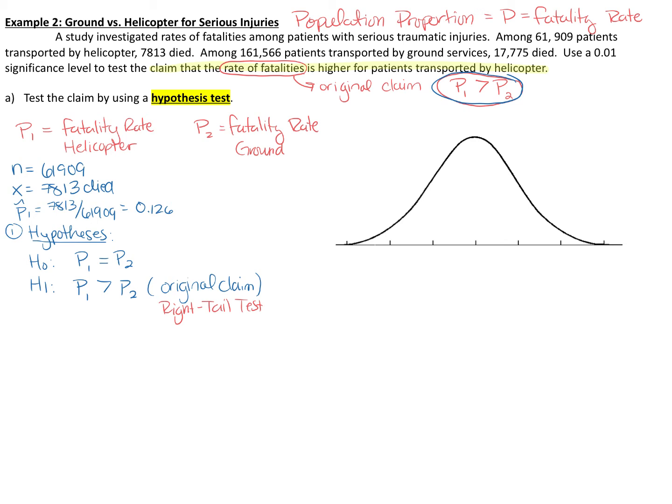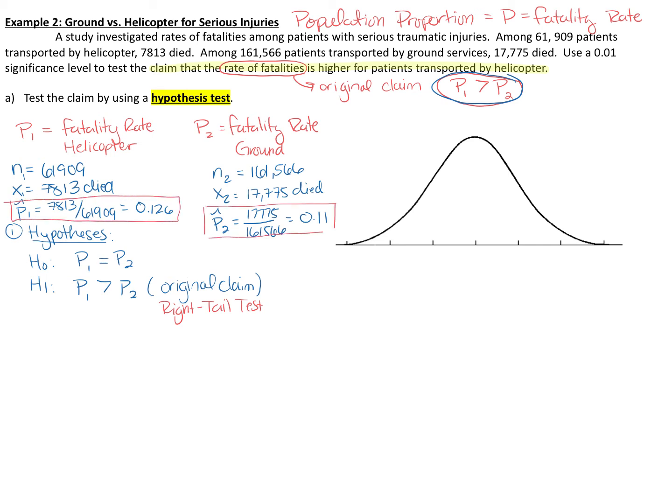And then for the second group, let me make the notation here. This is N sub 2, those transported by ground. Out of 161,566, X sub 2, 17,775 of them died. That gives us a fatality rate, which I'm calling P hat sub 2, of 17,775 divided by 161566, which gives me a fatality rate of 0.11. So let me just highlight this in red, my two sample proportions here, P hat 1 and P hat 2. So we can see with our eyes here that 0.126 is not the same as 0.11.